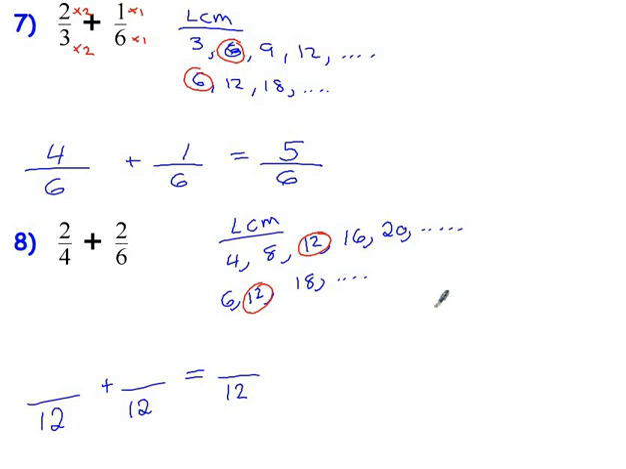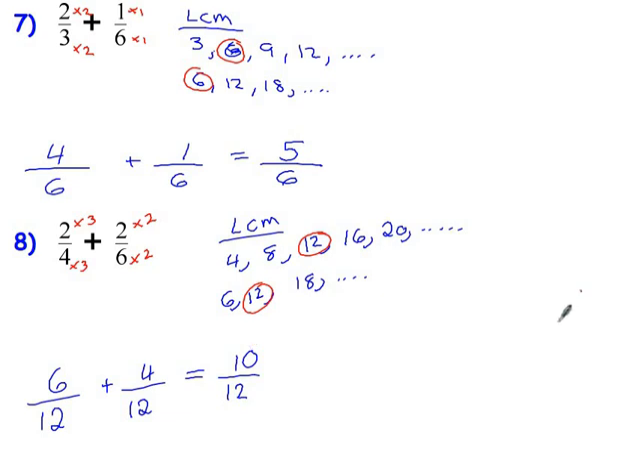Now we need to work on our equivalent fractions. So how many 4's go into 12? Well, that's times by 3, because 3 4's are 12. So we times the top number by 3 as well. So 2 3's are 6. And the next one, how many 6's go into 12? Well, that's 2. So you times the top by 2. 2 2's are 4. So we have 6 over 12, add 4 over 12. 6 add 4 is 10. So it's 10 over 12.